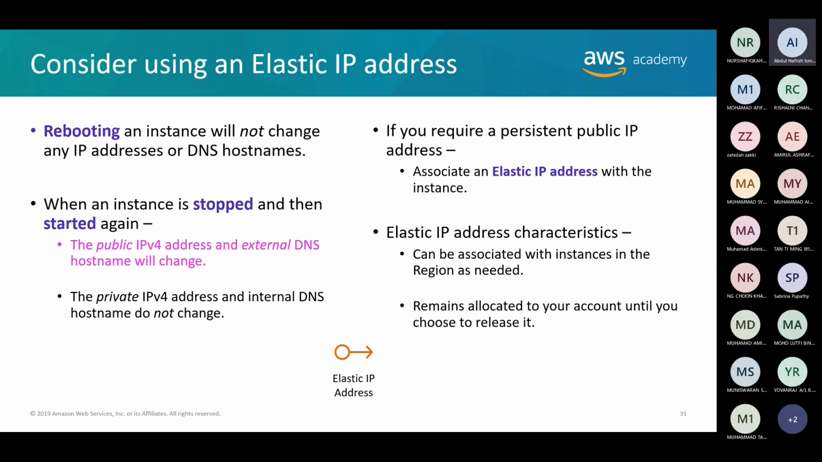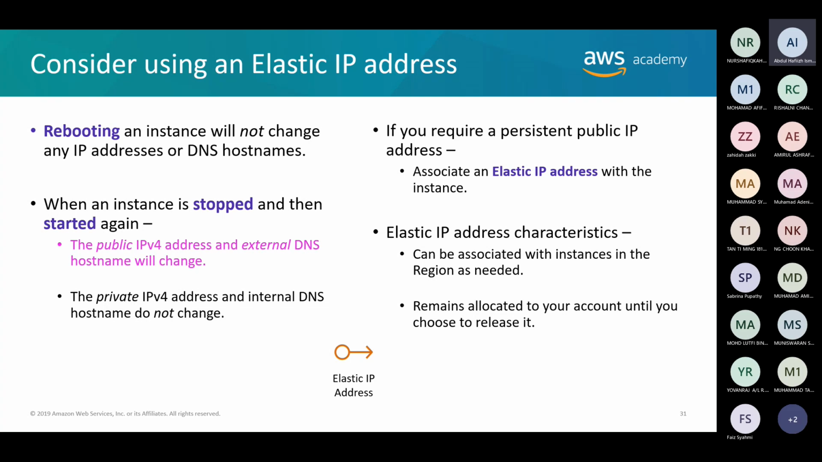So AWS ada public IP address, so kita boleh pilih. Tapi kalau kita dah release, kita tak boleh guna balik lah nombor tu, mungkin orang lain nak guna. So AWS releases your instance's public IP address when the instance is stopped or terminated, and your stopped instance receives a new public IP address when it is restarted. So instance yang kita letak public IP address, kita stop, so this public IP address akan release. Okay, akan release dan kita akan dapat balik new IP address.